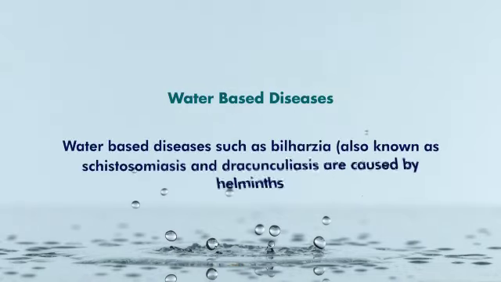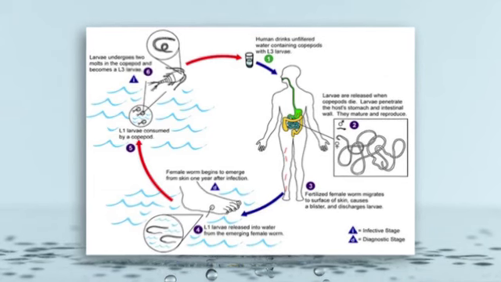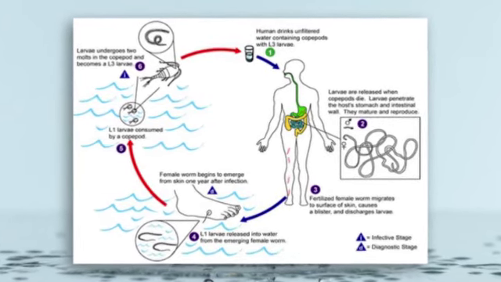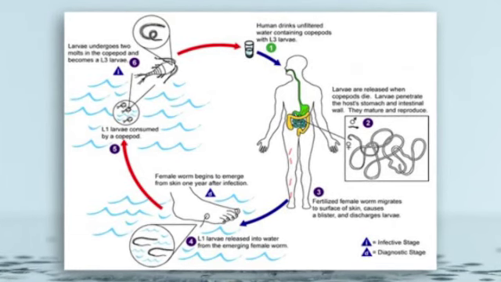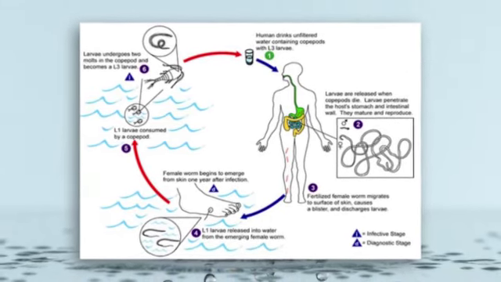Water-based diseases such as bilharzia, also known as schistosomiasis, and dracunculiasis are caused by helminths. Here the picture shows how this larva grows and enters the body, and this is a parasite, and then it infects our skin, as well as our stomach if it is released there, creating a problem in the stomach. If this life cycle takes growth in the skin, then it creates a skin problem.